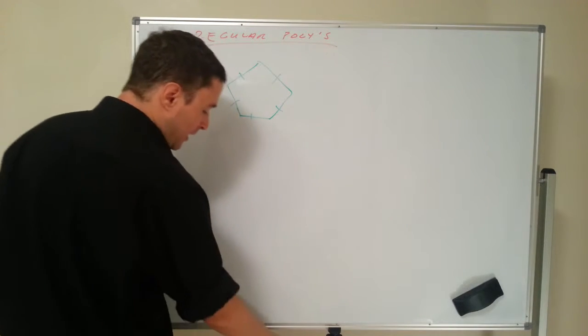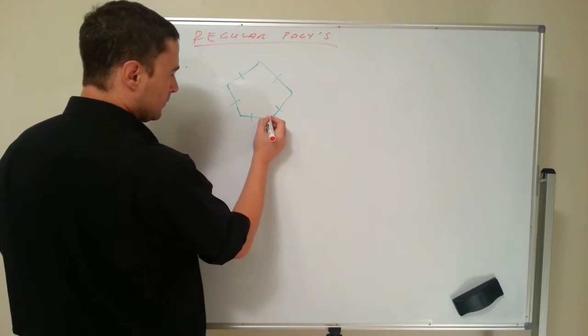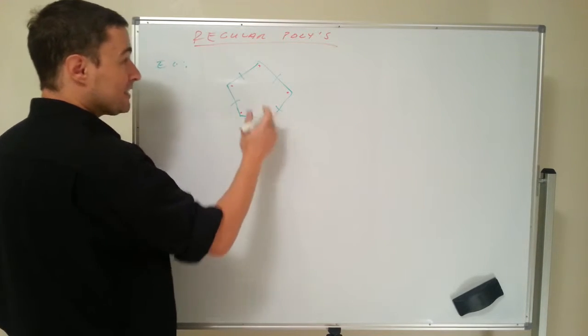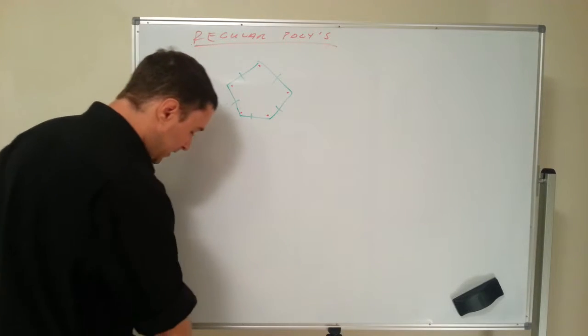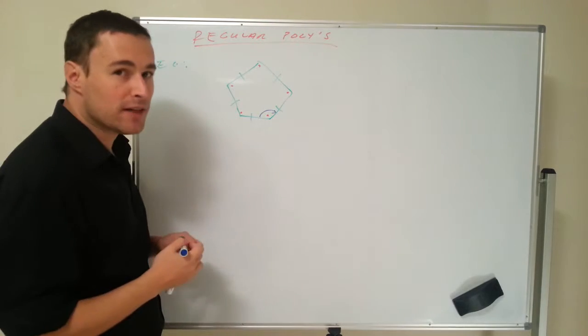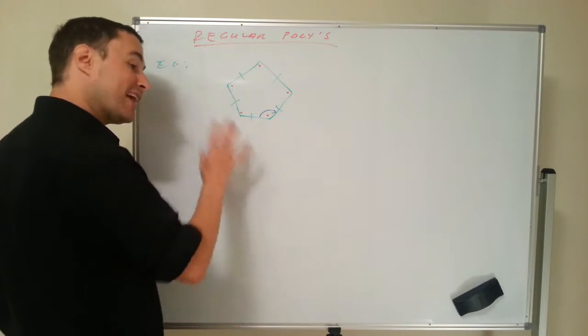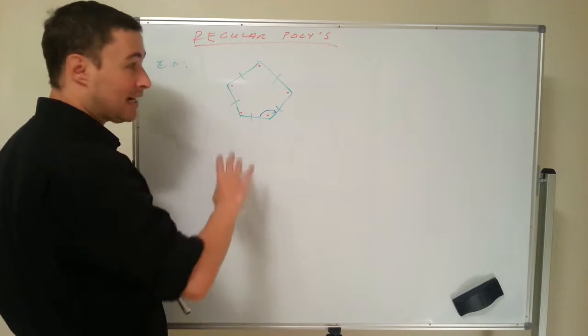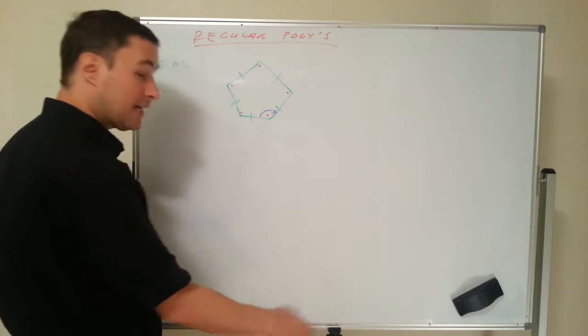That's the first thing. The second thing about regular polygons is that all the angles are equal as well. That means that each of these angles is the same size, which allows me to work out one of the angles without knowing anything more than the fact that it's a regular pentagon. I don't need to know the size of the sides or any other angles, as long as I say it's regular.